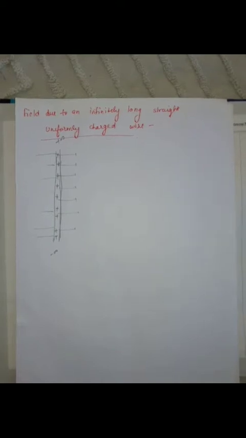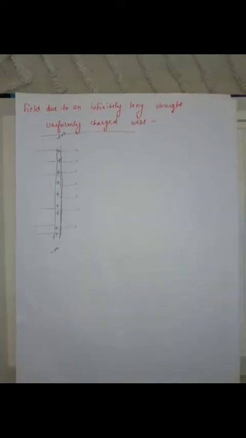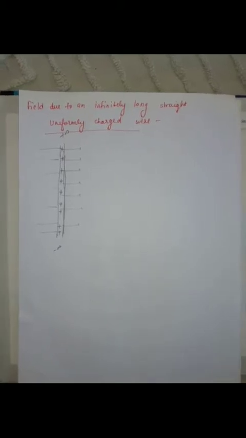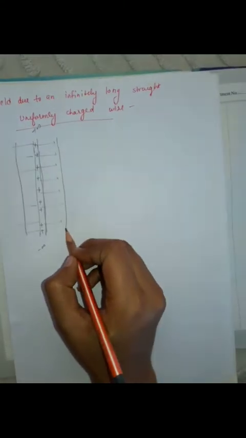So which surface did we assume? We have taken a Gaussian surface there, that is cylindrical in shape. Okay, now we have drawn a cylinder here. This is here.